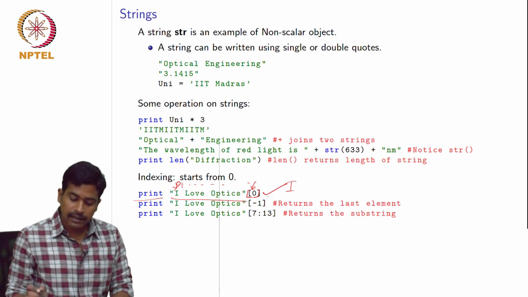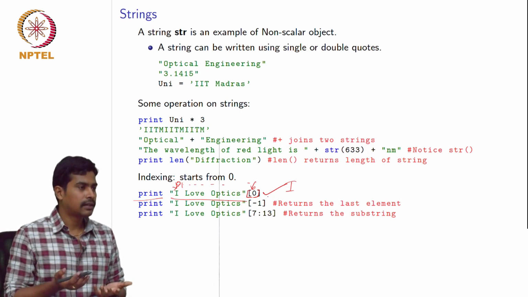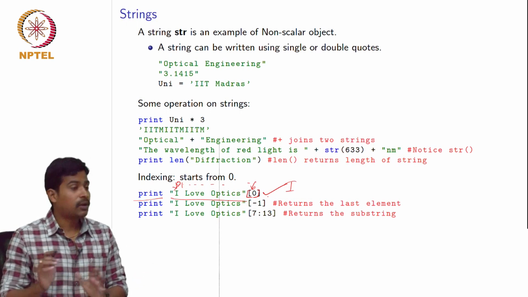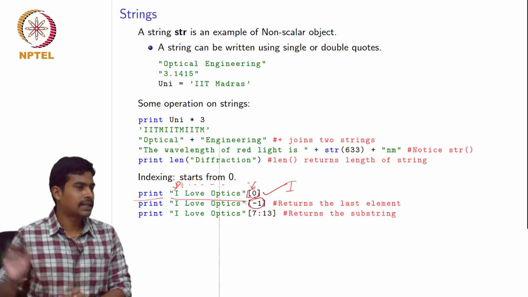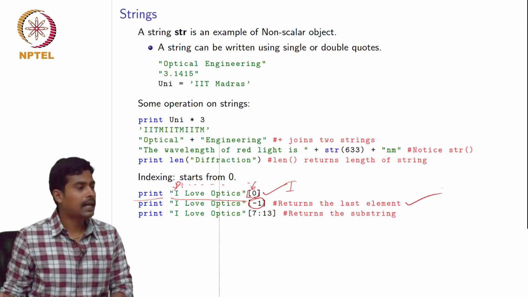Similarly, another important thing in Python is, if you don't know the length of a string, for example, you don't know if there are 40 characters or 100 characters, but if you want to know what the last character is, you can use this -1. So -1 means the last character. Even if you don't know the length, if you just say -1, it will print the last character in the string.